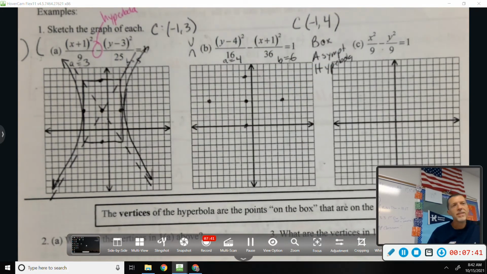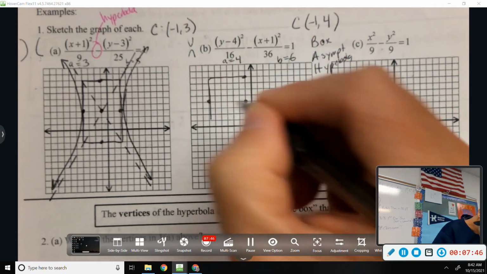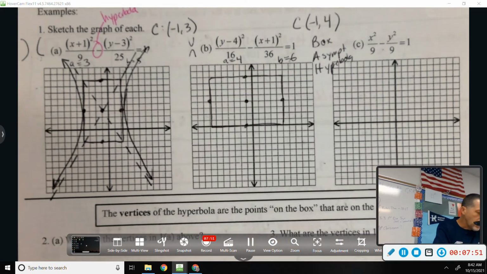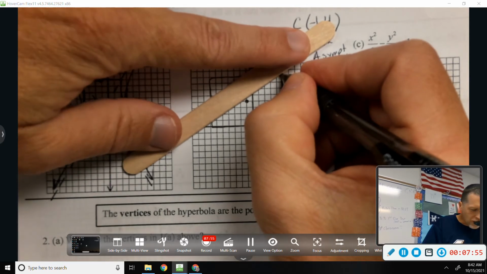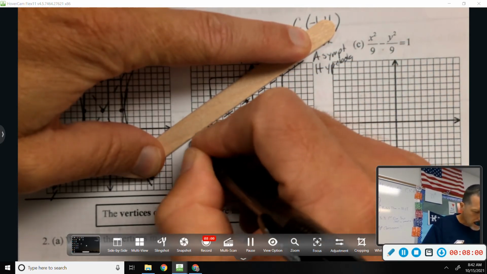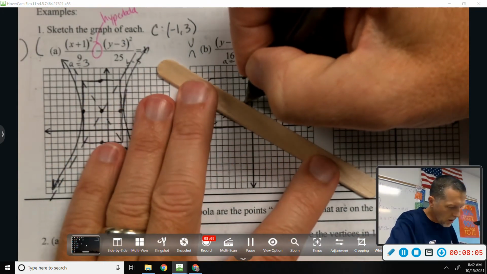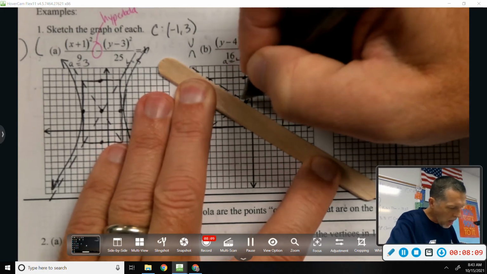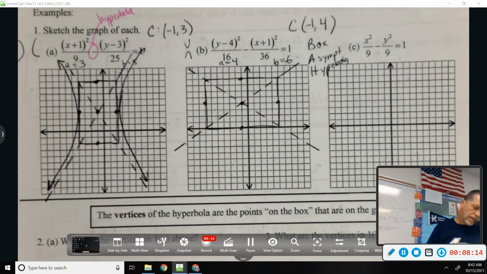I don't know, I haven't graphed mine yet. So box, it's not exactly like 0, 0. Hyperbola, or excuse me, box, asymptote. So use your ID if you need a straight edge. Box, asymptote, now hyperbola.